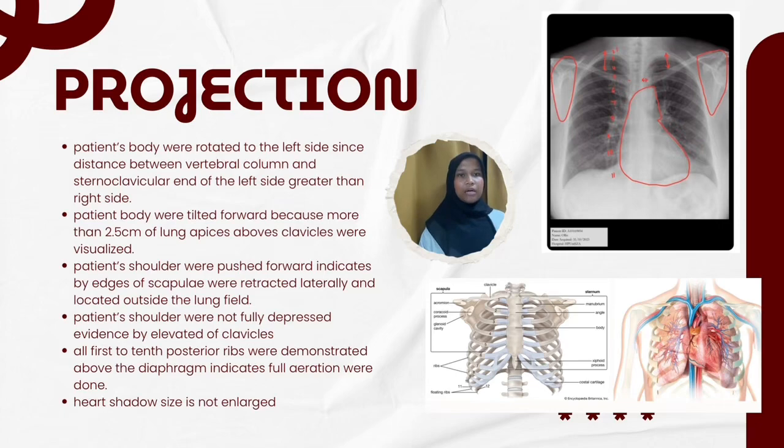Next is that all first to tenth posterior ribs were demonstrated above the diaphragm, indicating full aeration was done. So the last one is the heart shadow size is not enlarged.